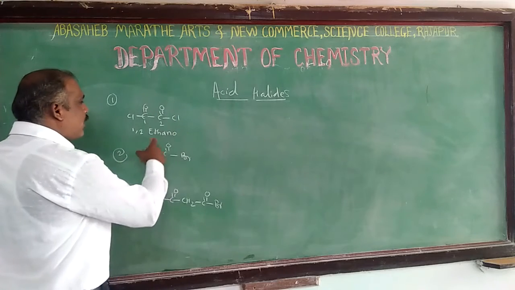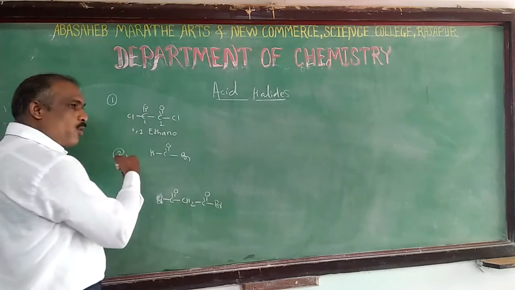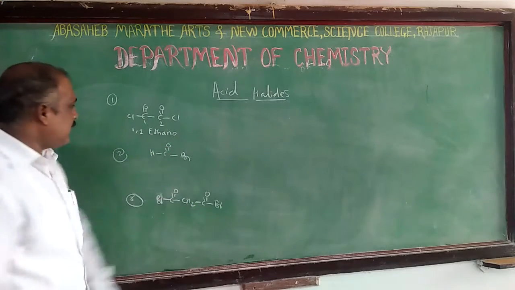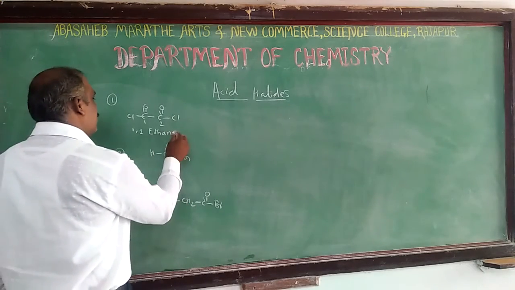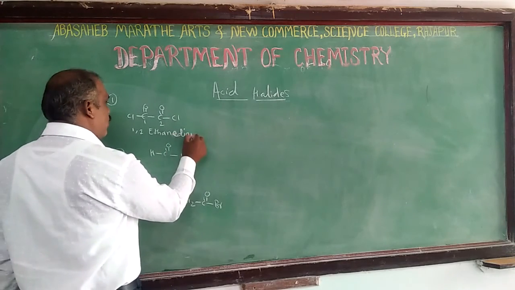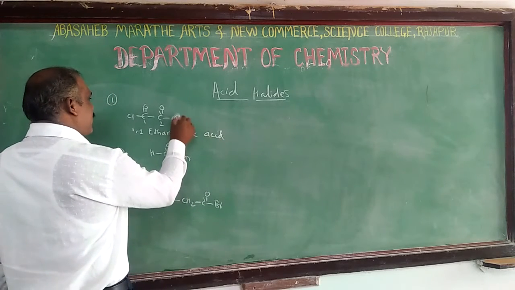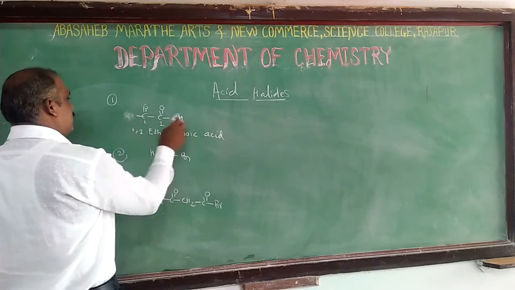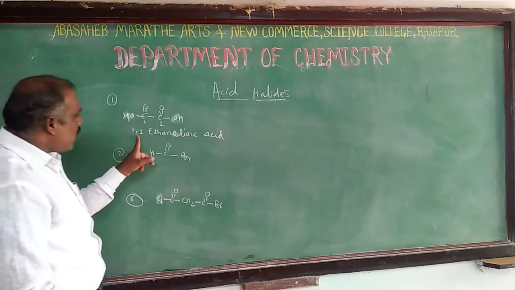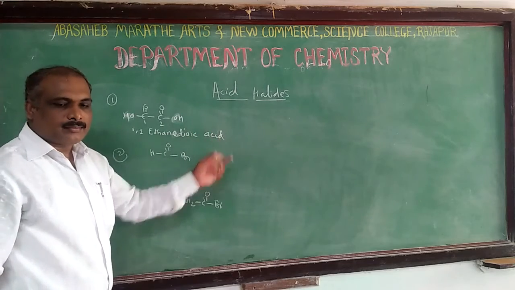right? Ethanoic acid, where Cl is replaced by OH. That's why, what is the name? Ethane dioic acid, right? Dioic acid, where Cl is replaced by OH. So what is the name? 1, 2 ethane dioic acid.